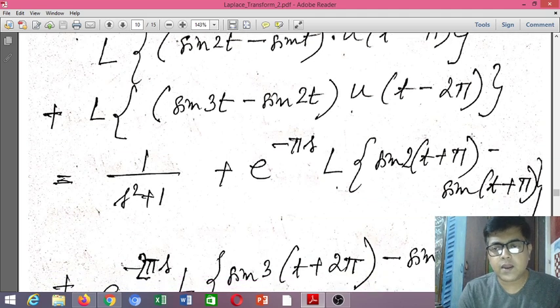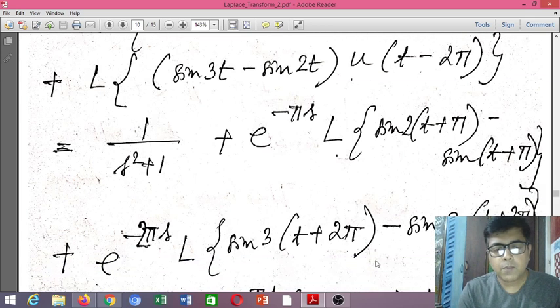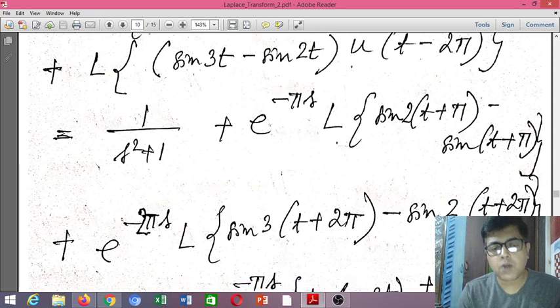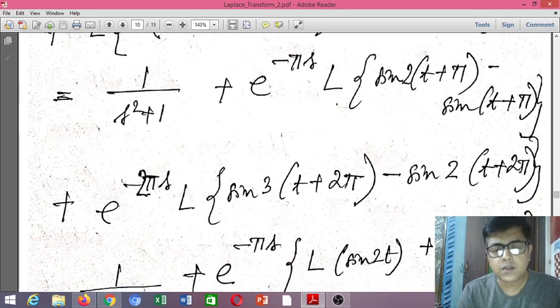Similarly, the third term will be in a very similar manner. Now what is a here? a is here 2 pi. So if a is 2 pi, we get e to the power minus 2 pi s right over here into L of gt plus 2 pi. Now what is the gt? gt is sine 3t minus sine 2t. So I write sine of 3t plus 2 pi minus sine of 2t plus 2 pi. So we have just applied the property corollary number 3, very important corollary I told you. So we can write like that.